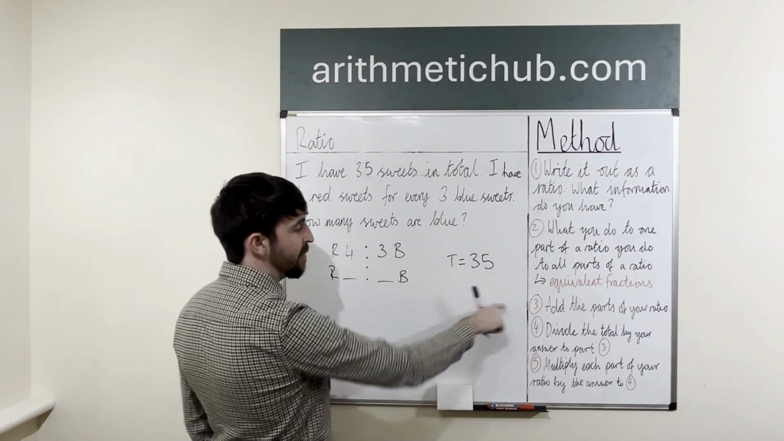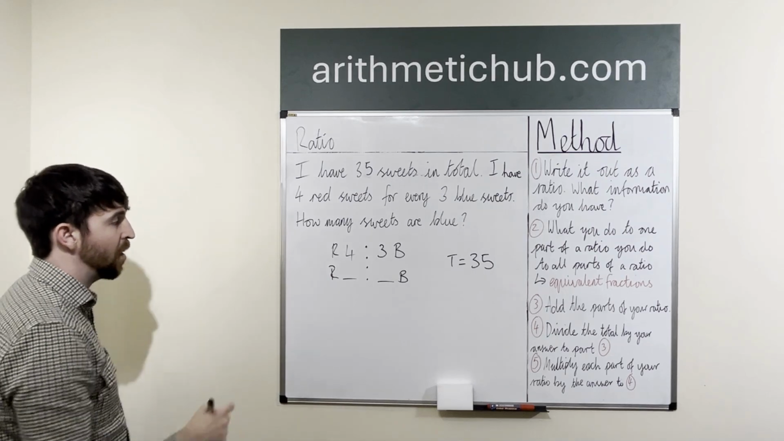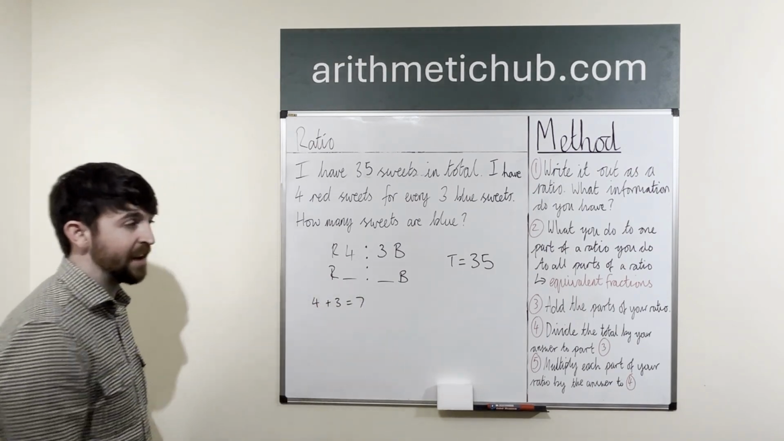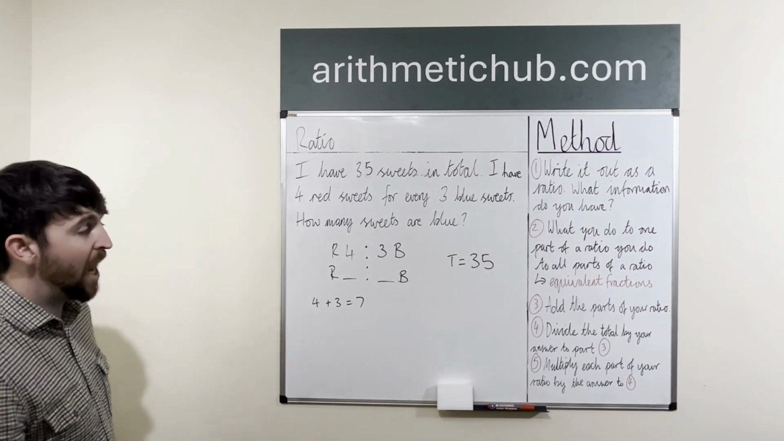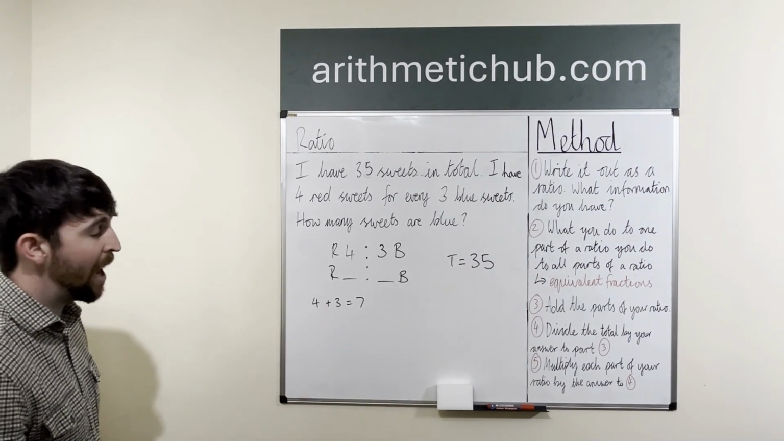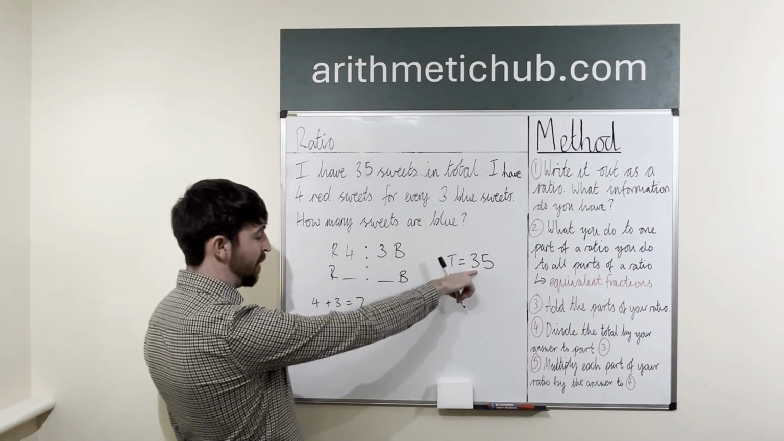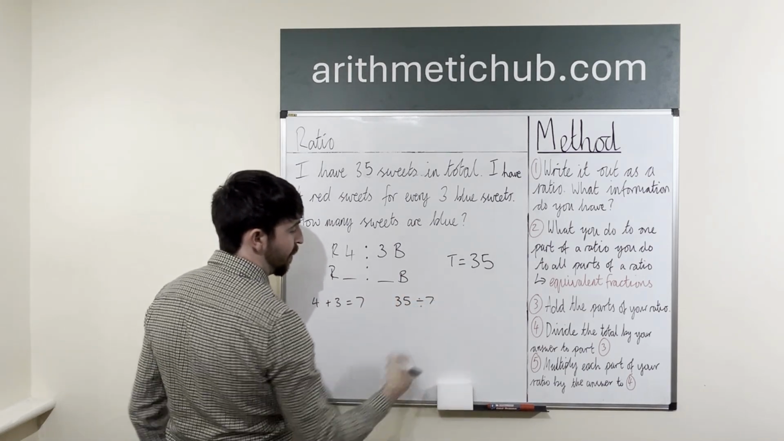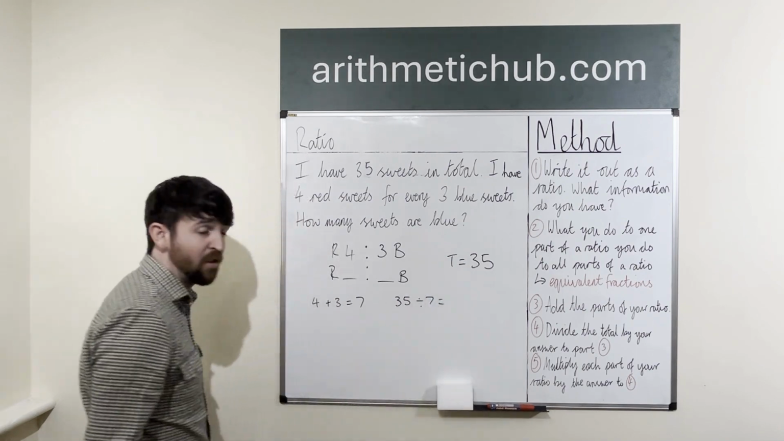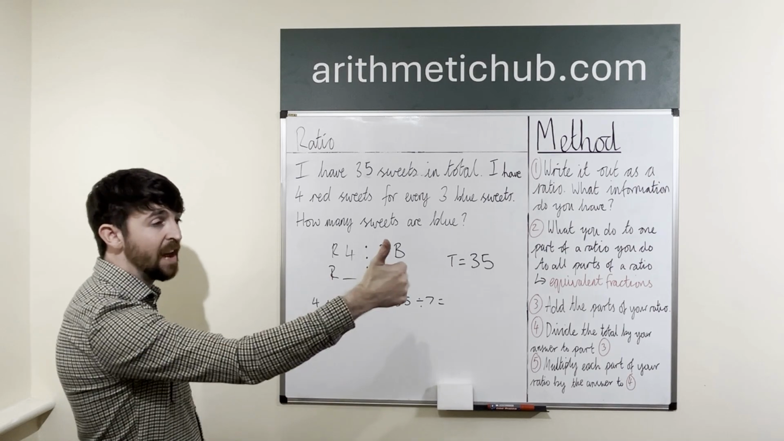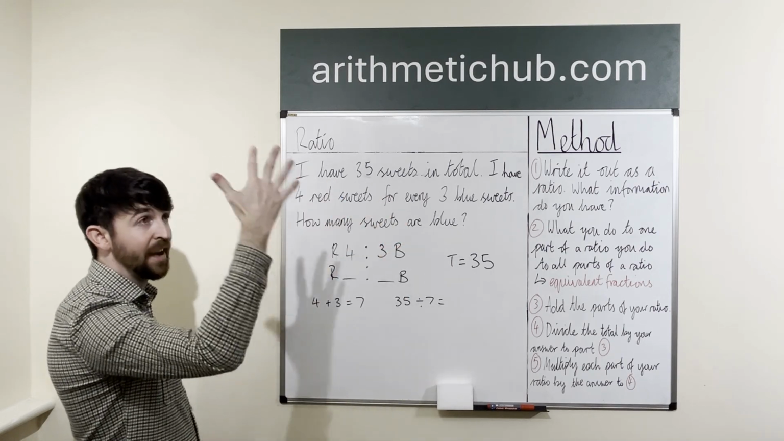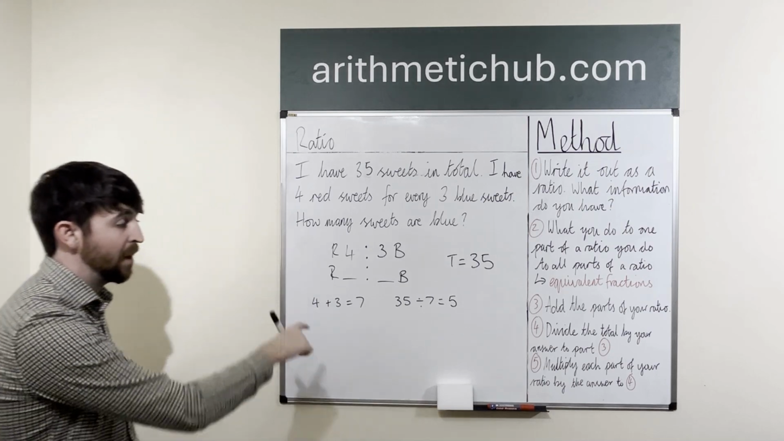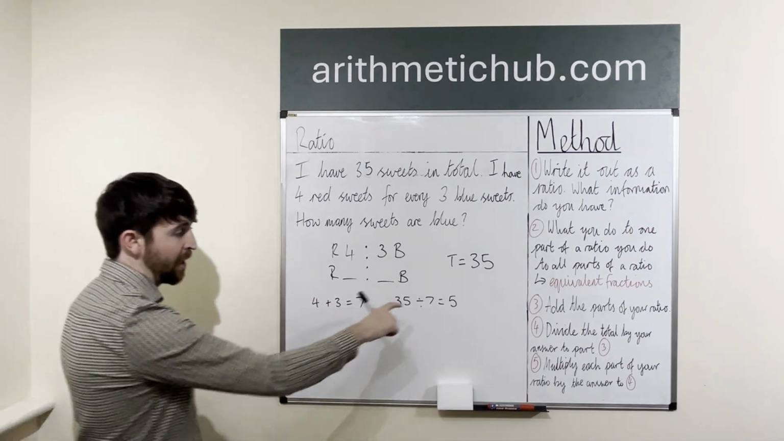So let's go back. It says part 3. What I need to do is I need to add the parts of my ratio. So what I would do is I would do 4 and 3. 4 and 3 is going to give me 7. Added the parts of my ratio. The next part says divide the total by your answer to part 3. So my total was 35. Answer to part 3 is 7. So what I would do is 35 divided by 7. Now I can do my 7 times tables, or I can count up in 7s till I get to 35. 7, 14, 21, 28, 35. 5 lots of 7 are going to give me 35. 35 divided by 7 is going to give me 5.